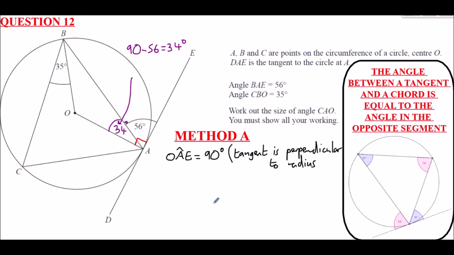Okay, so we can write that down. So we've worked out that O to A to B is 90 minus 56, which is 34 degrees.